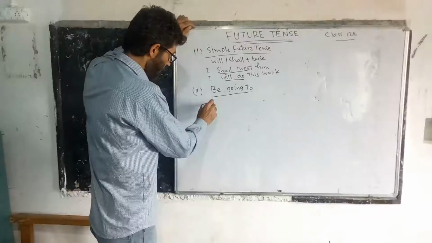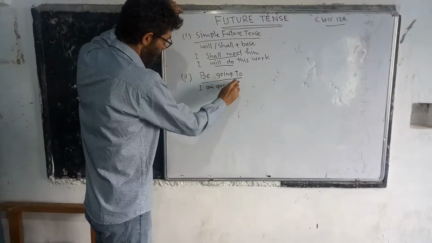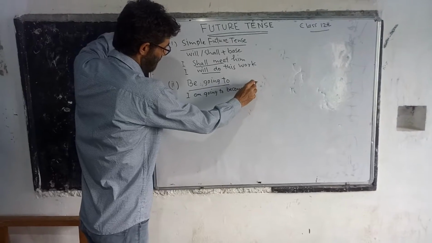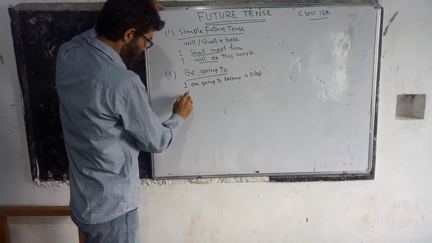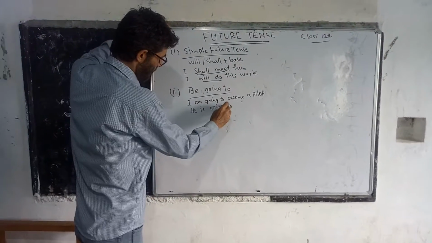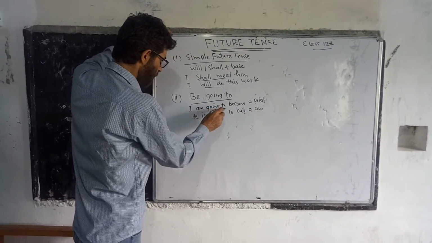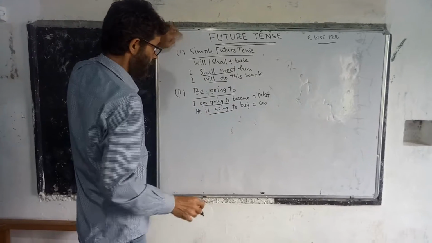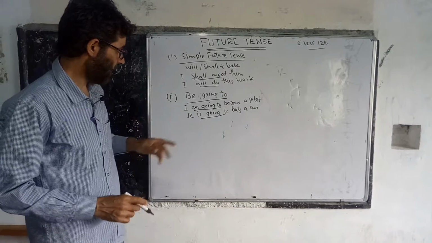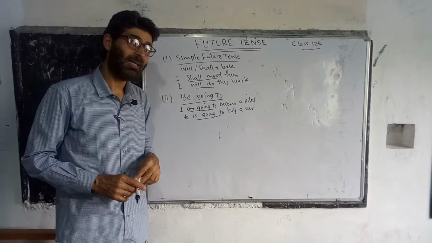For example, I am going to become a pilot. He is going to buy a car. Am going to, is going to. This means be going to structure. And what does this show? This shows our decision or intention.